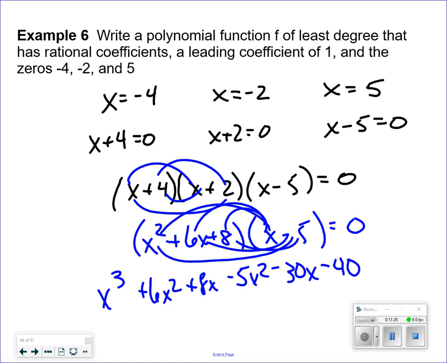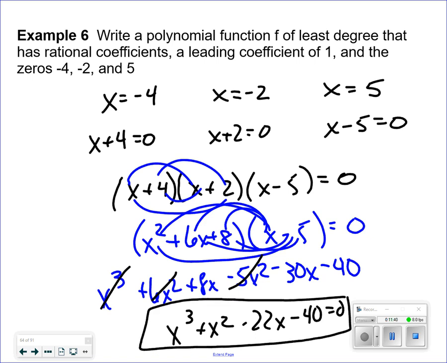And I'm going to finish this off by adding like terms. So x cubed plus 1x squared minus 22x minus 40 equals 0. So if I had this question, x cubed plus x squared minus 22x minus 40 equals 0, these would be the solutions. And so again, I am working everything in reverse. I have the solutions, I turn them into the factors, I then multiply the factors to actually get the question.